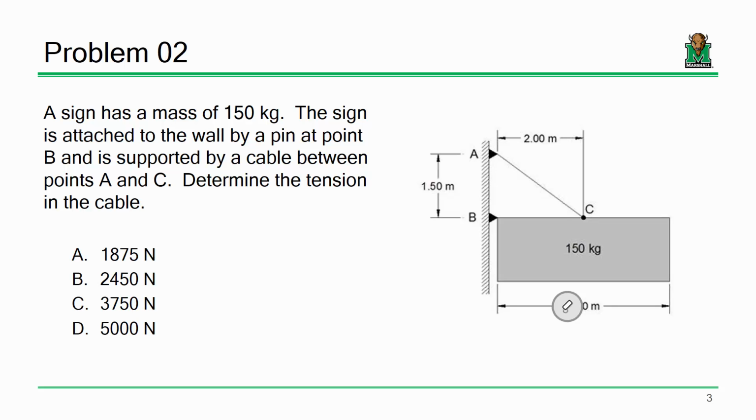Now let's add a little bit of dimension to this. So now we've got a little bit more going on. We've got the X direction and we've got the Y direction. We've added some scale to this. So let's take this step by step. Okay. So we have a sign that's got a mass of 150 kilograms. That's actually kind of a heavy sign. The sign is attached to a wall by a pin right here and a cable right here. Okay. So what I want to know is what's the tension in the cable.